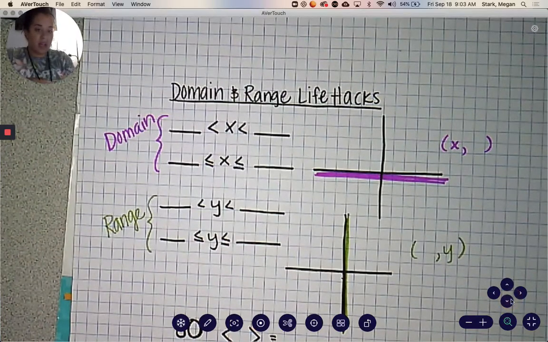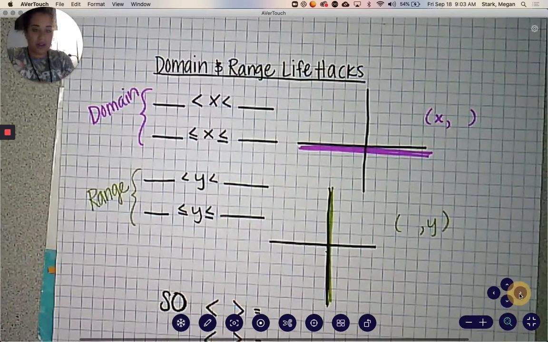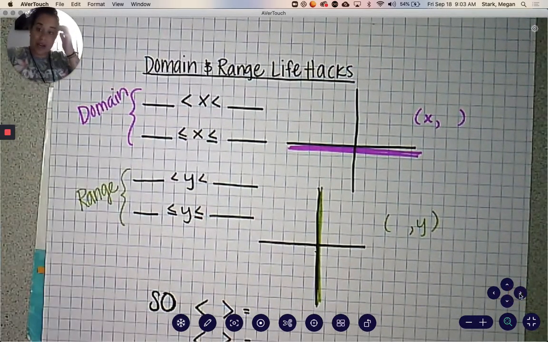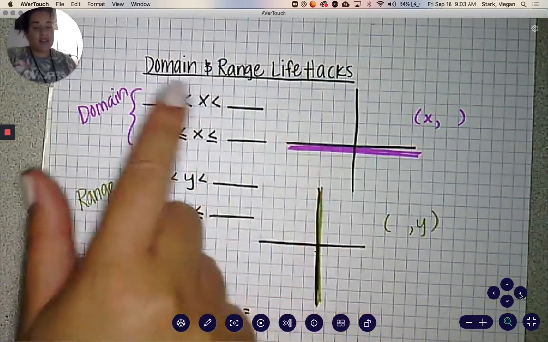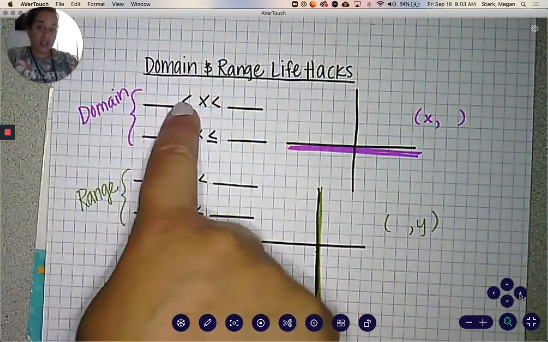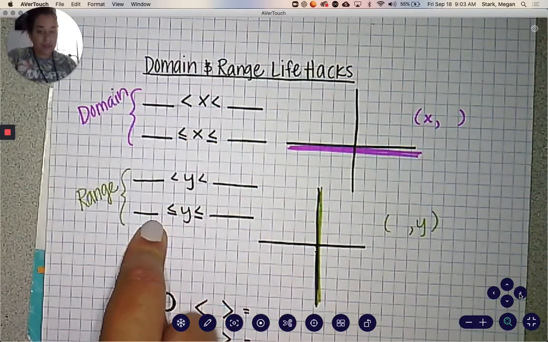Sorry, I'm trying to work with a new document camera. So on this particular graph right here, I want to see if we can figure out the difference between this first inequality and the second inequality, and then we'll do it again with range.